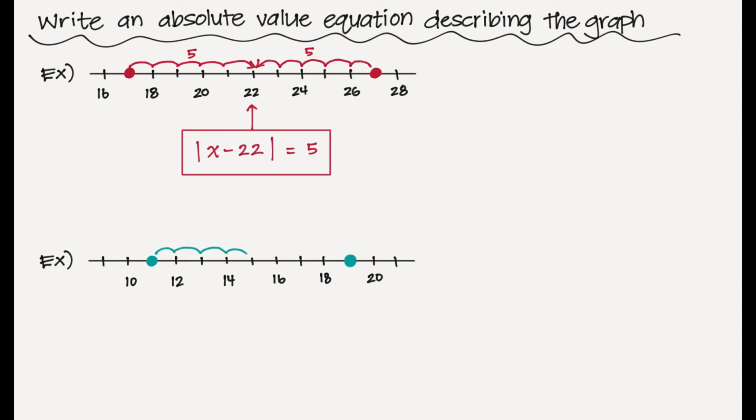Let's do this again. I can go ahead and work backwards to figure out the middle value. So that looks like it's 15 is the value in between 11 and 19. So written as an equation, absolute value of x minus 15 is equal to 4 because they're both 4 units away from 15. And that's it.